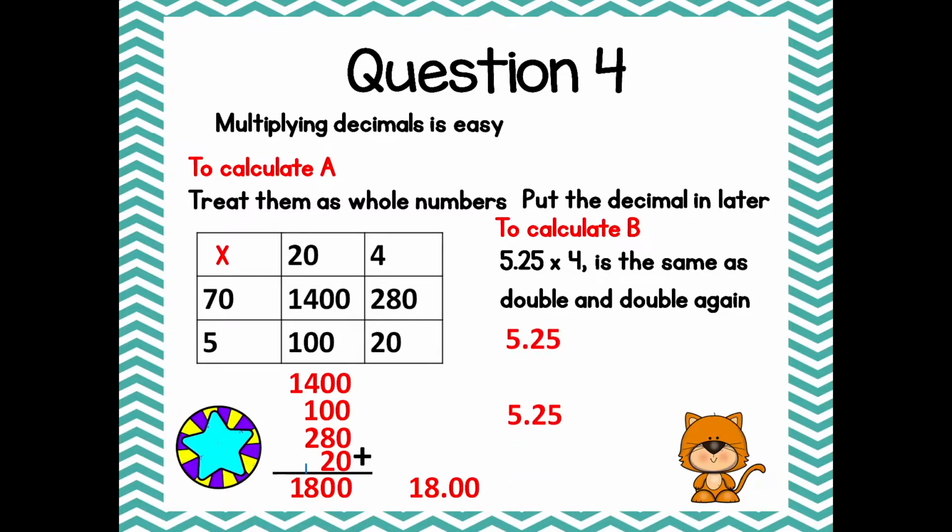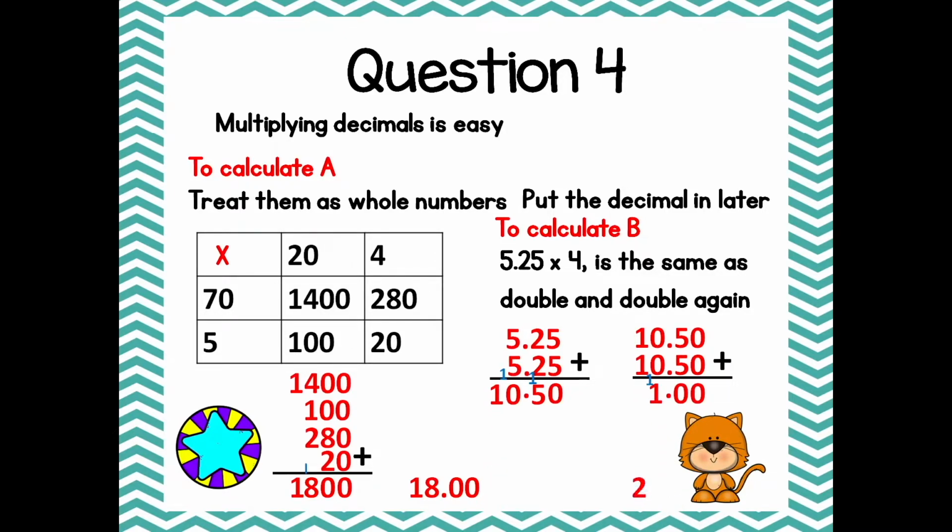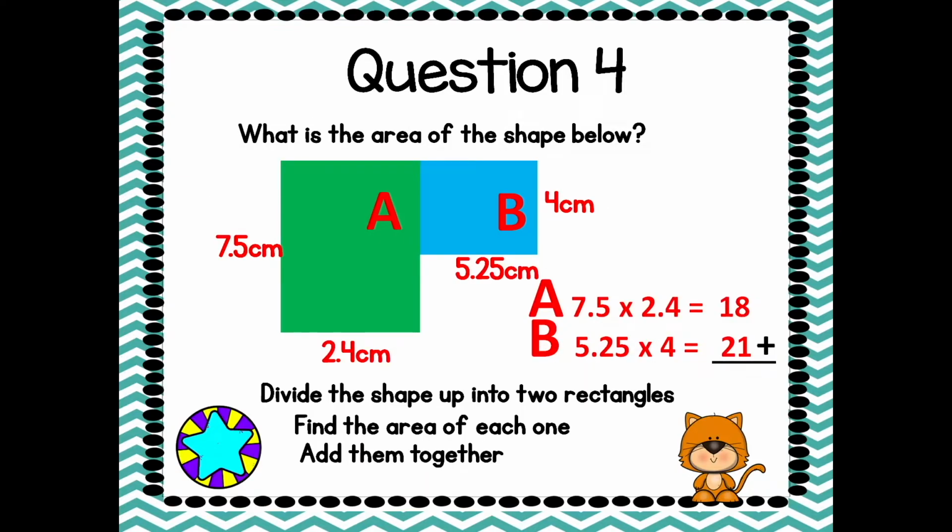Double 5.25 is 10.5. Double 10.5 is 21. Add the two areas for a and b together. This gives 39. Don't forget, for area we need to show the unit of measure for area, so our final answer is 39 centimeters squared.